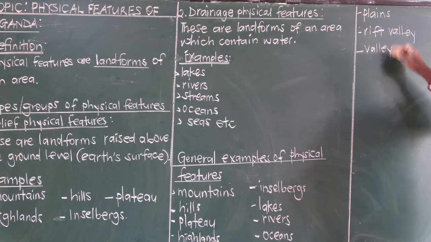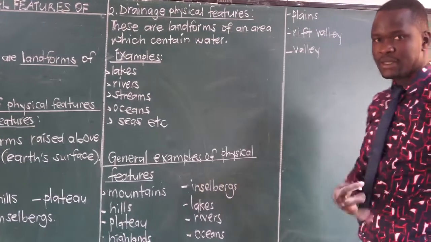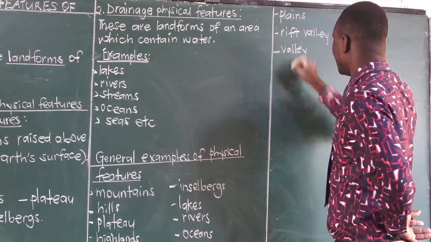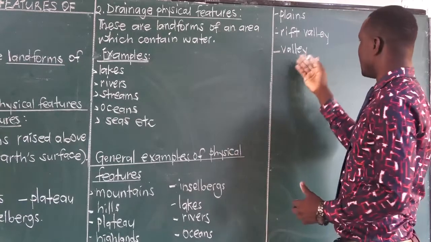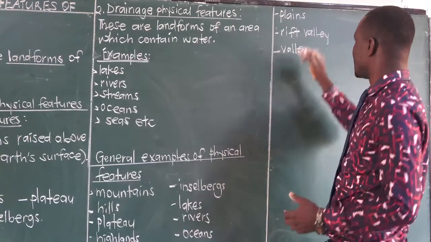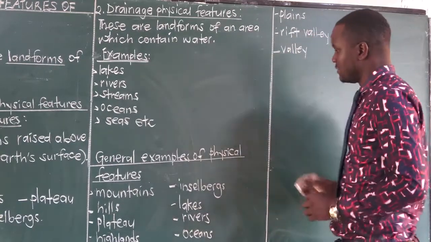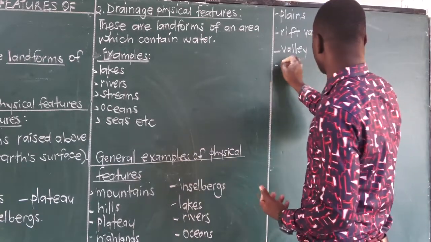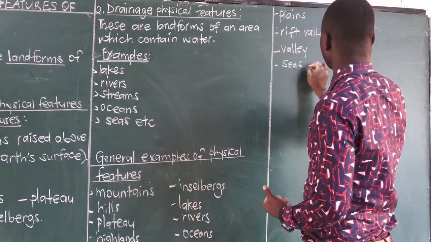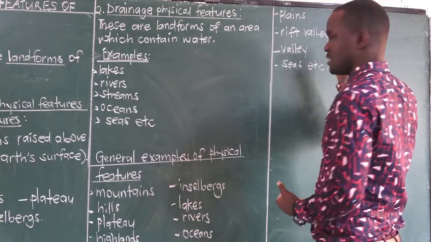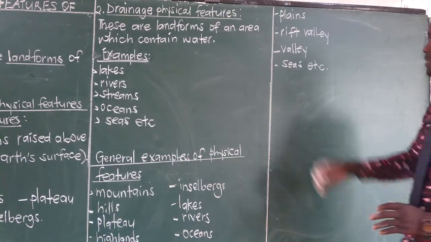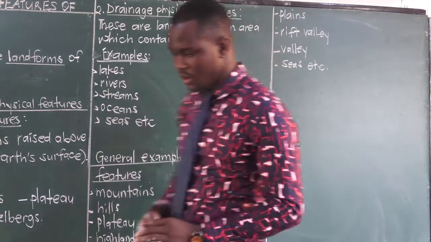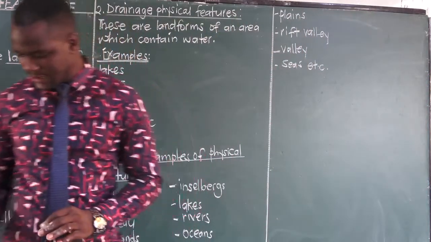They are not the same. These are two different features. We shall be discussing them. And I'm so sure you learned about valleys, a low-lying area between hills or mountains. You must have finished this. We shall only be discussing more about a Rift Valley. Then, which other ones have been added? We have not put here seas and many others. So, all these give us the general examples of what we call physical features.